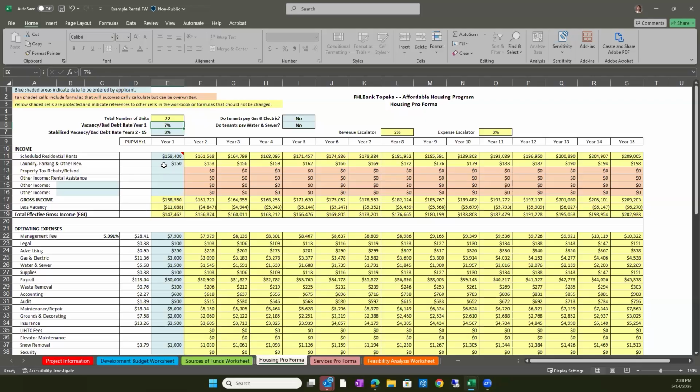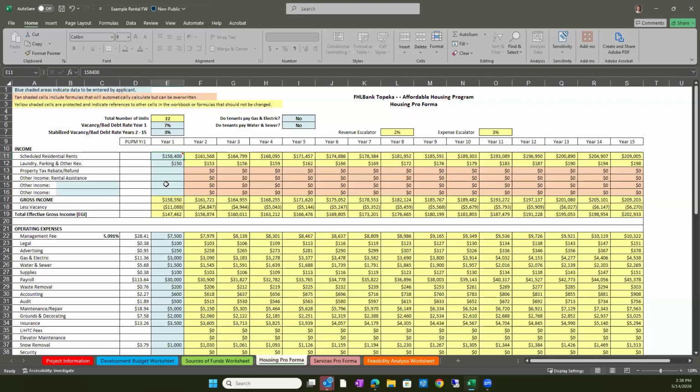Okay, moving down to the income section, we're going to start with scheduled residential rents. This amount should be directly transferred from your completed targeting and income workbook. So as of 2025, all projects are required to fill out a targeting and income workbook, or a TIW, as I may refer to it. I'm going to cover the TIW in further detail here in a minute after we finish our discussion of the feasibility workbook.